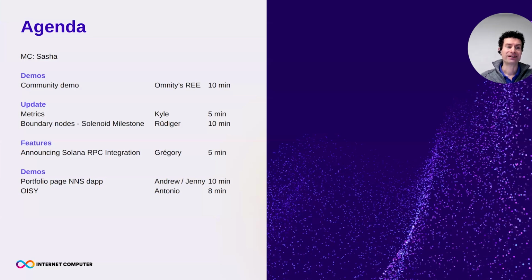After that, we have updates of metrics from Kyle, regular updates, and then a Solenoid Milestone update from the Boundary Node team, presented by Rudiger. After that, we have the Solana RPC Integration announcement from Gregory. And after that, we have two more demos coming from the NNS DApp team, with the portfolio page presented by Andrew and Jenny. And after that, last but not least, an OISY update or demo from Antonio.